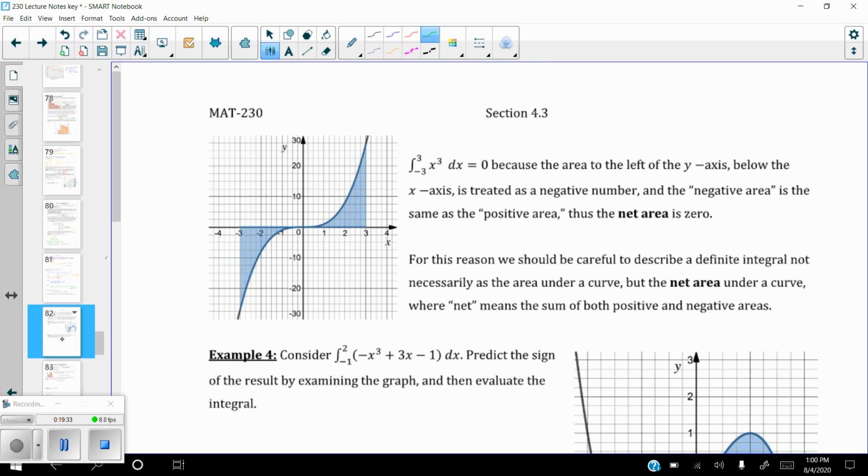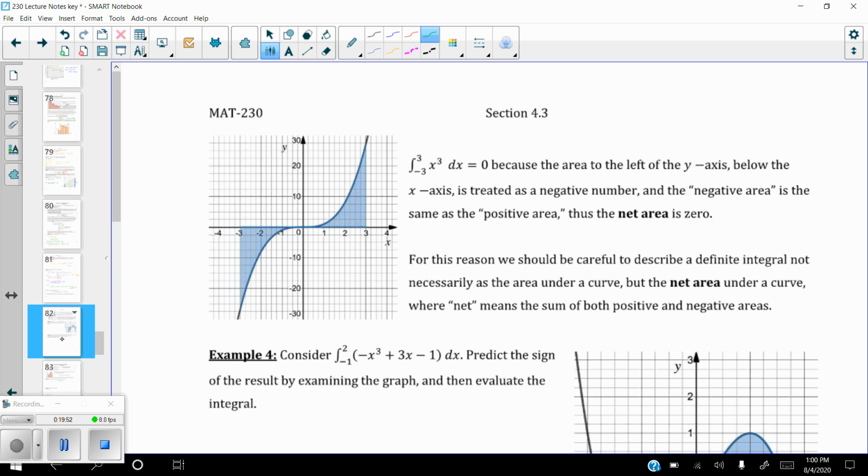All right, so here you can see graphically what's going on. X cubed is that graph on the left. And remember that it's the area between the curve and the x-axis. That's important because we've always been saying the area below the curve. Technically, it's not below the curve, it's between the curve and the x-axis.